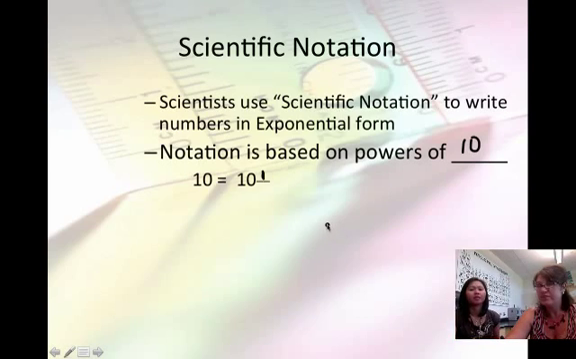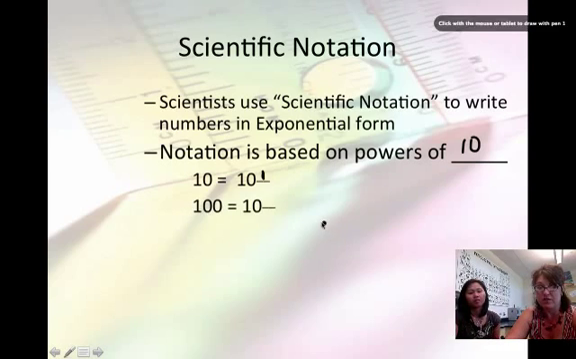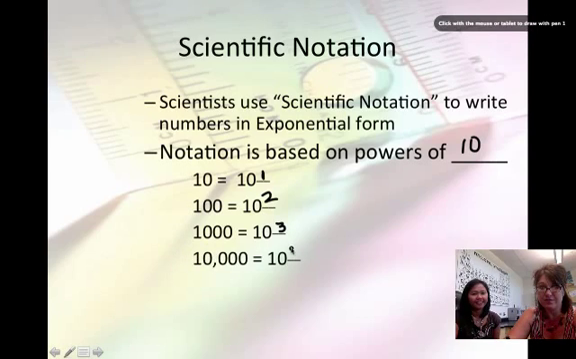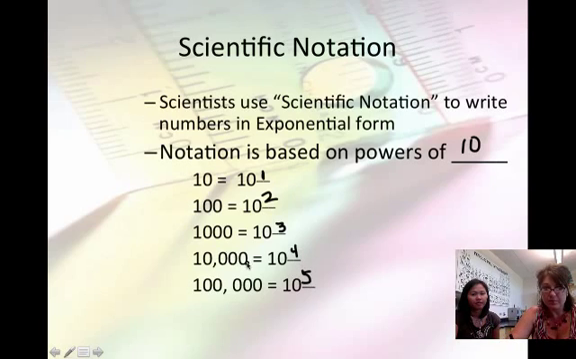But if I have 10 times 10, you have 2 zeros. That equals 100, and we call this 10 to the second power. If there's 3 zeros, that means 10 times 10 times 10, 10 to the third. We could keep going: 10 to the fourth, 10 to the fifth. Just counting up zeros here.